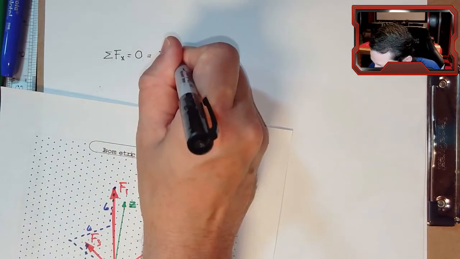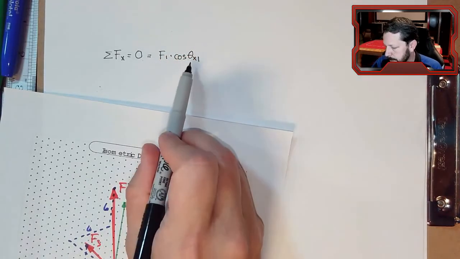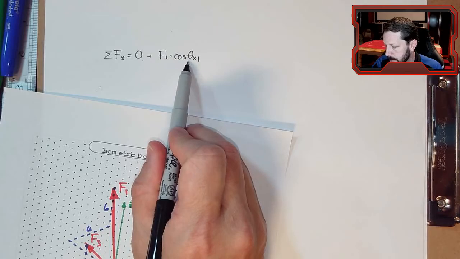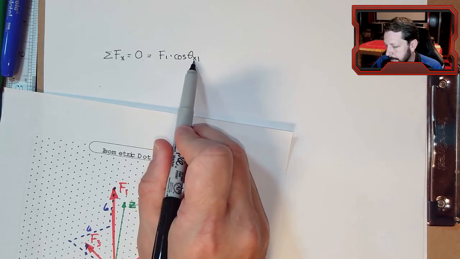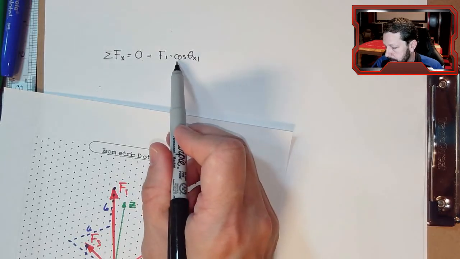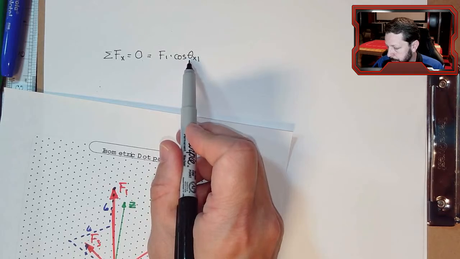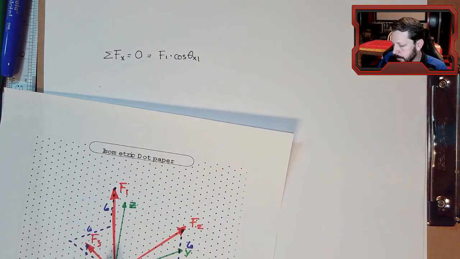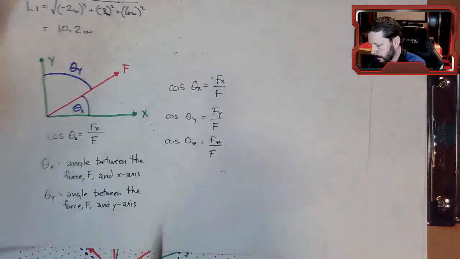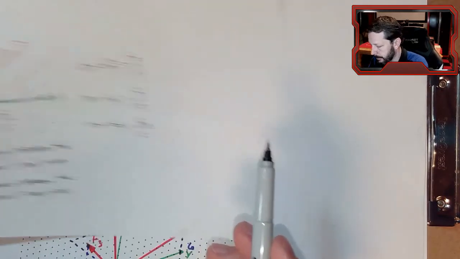So F1 times cosine of theta x1. So this is the angle between the x-axis and force 1. So that's the x and the 1. And then I'm taking the cosine of that. And when I take the cosine of that number, it will be a negative number itself because F1 has a negative x component. Remember, we wrote this. So let's evaluate this one just so we have it.